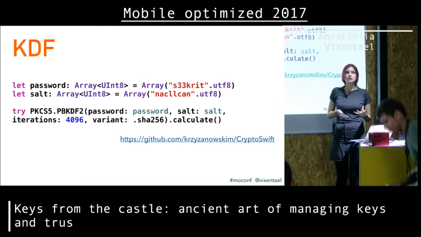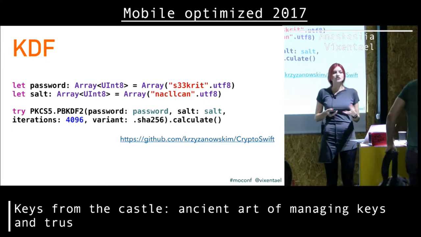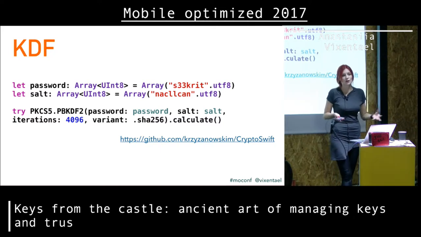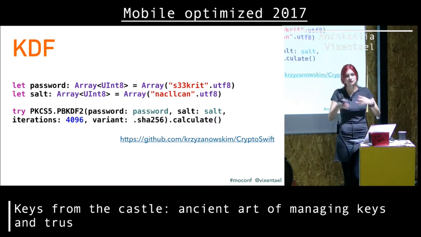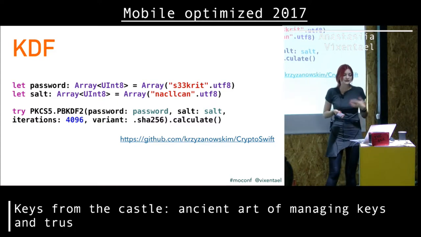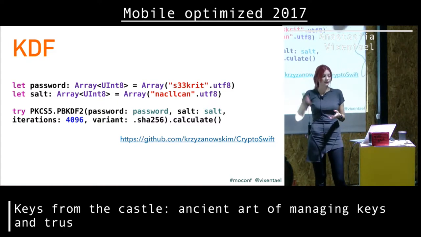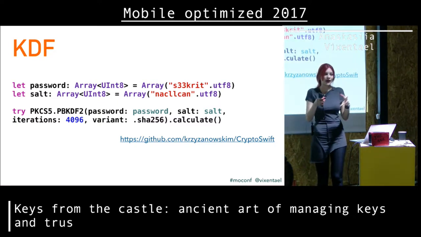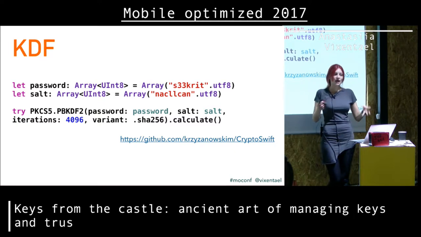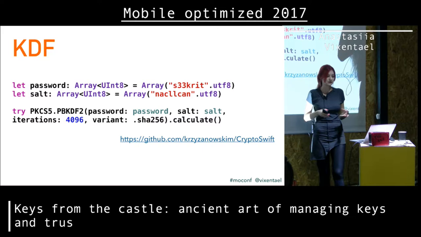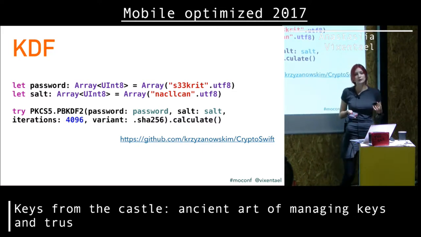I told you that a password is not a good key because it's easy to brute force, and usually users come up with poor passwords like 12345 or QWERTY, Coca-Cola, I love you, and so on. And a key derivation function, or KDF, helps to convert small and weak passwords into nice, cryptographically strong keys. So attackers will be sad.